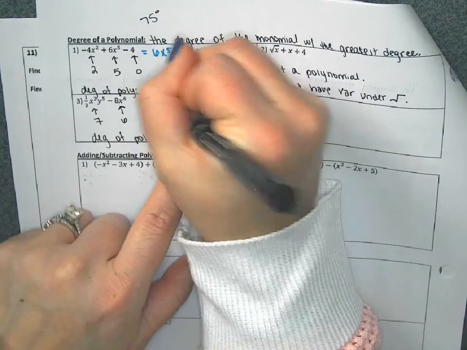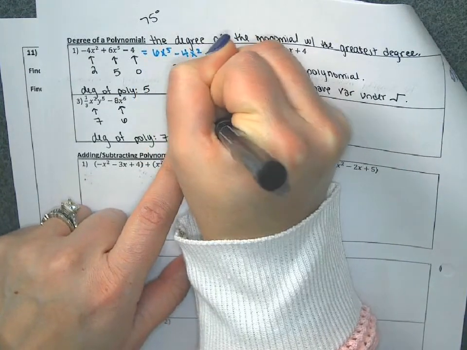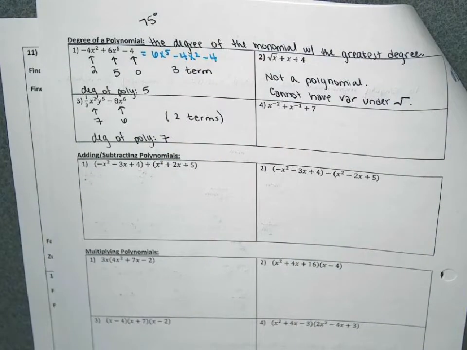This one, because it's a polynomial, we also can state that it has 2 terms. Eventually, we're going to have to know how many terms are in a polynomial. So that one has 2 terms. The degree of that one is 7.